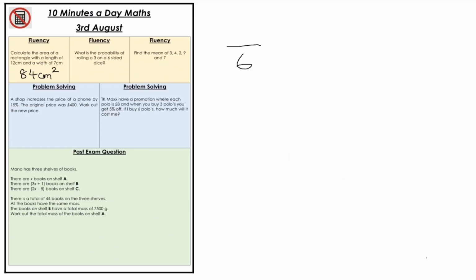So on a 6-sided dice, you've got 1, 2, 3, 4, 5, and 6. They are your only options. And it wants the probability of you rolling a 3. Well, there's only one number 3, so that means our numerator is 1. So the probability of rolling a 3 on a 6-sided dice is 1/6.